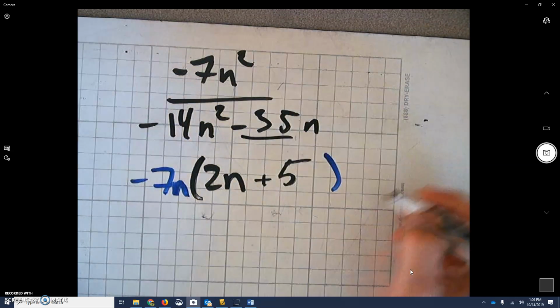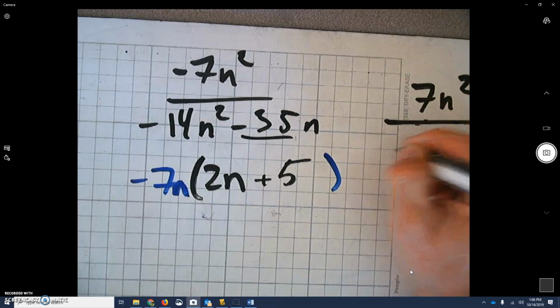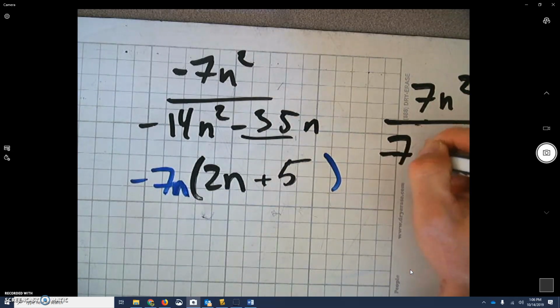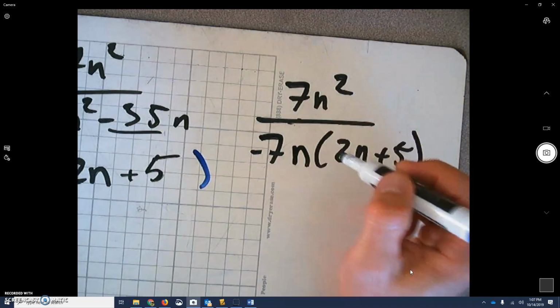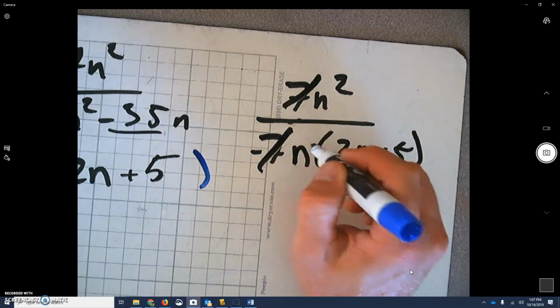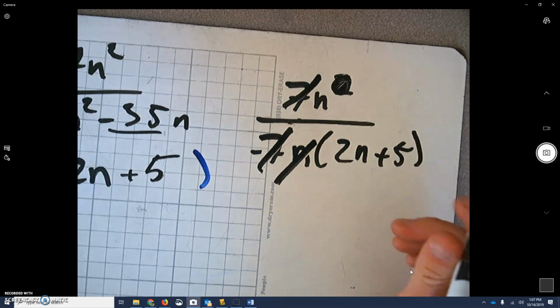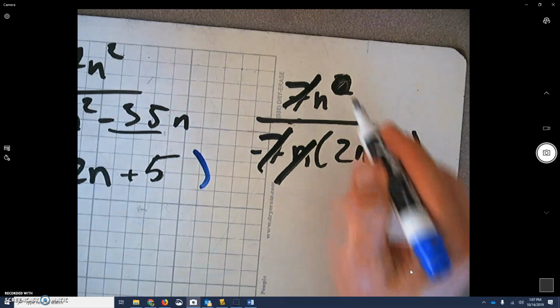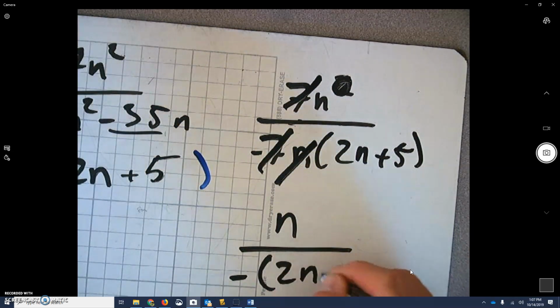I'm going to rewrite this with everything right next to each other. It's a negative 7, so we can cross off the 7. We can cross off 1n, so I'll make that into a 1 now. Okay. And what we have left over is n over negative 2n plus 5.